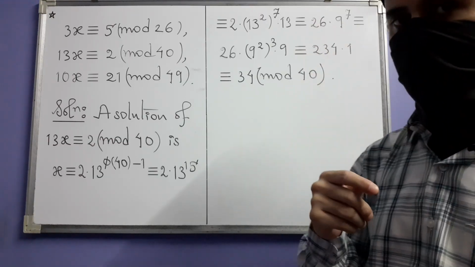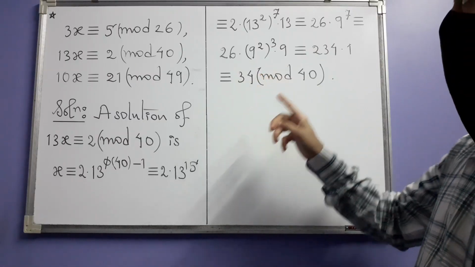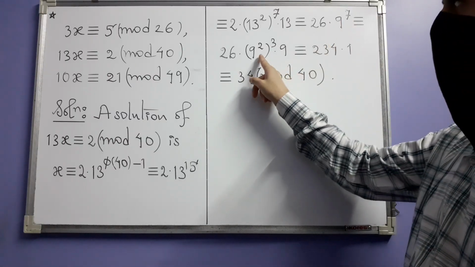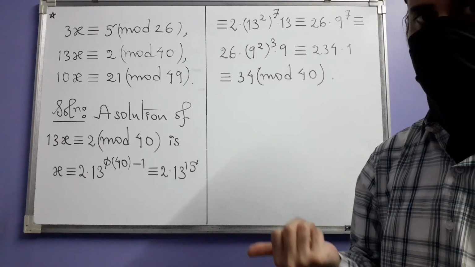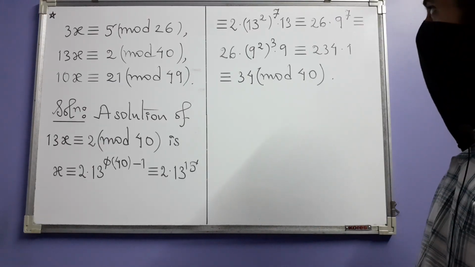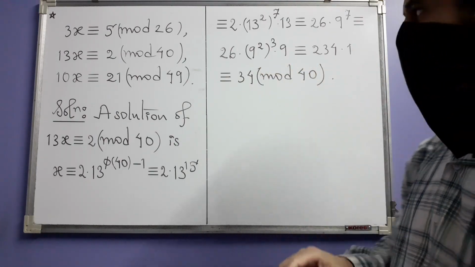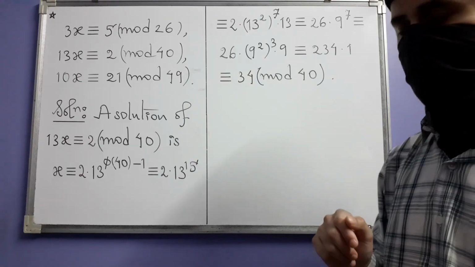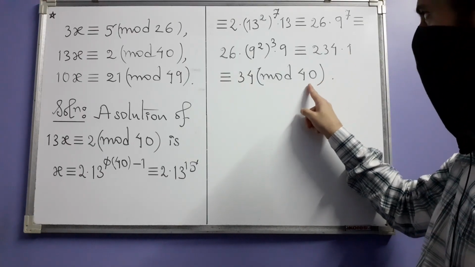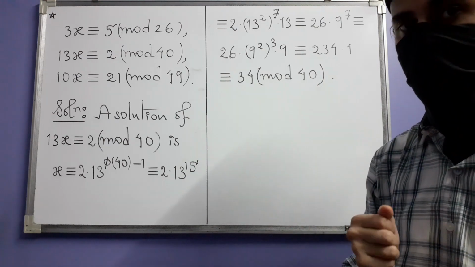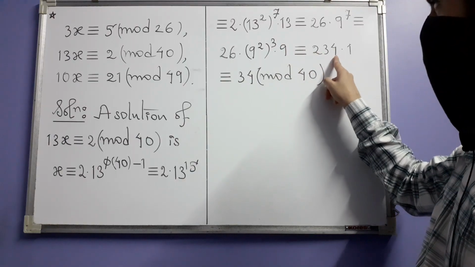And then we have to again split this power of 9. And we do it like this. In place of the 7th power of 9, we write the cube of 9 square times 9, because 3 times 2 is 6, 6 plus 1 is 7. And here finally you have a simplification which you want. 9 square is what? 81, and 81 is congruent to 1 modulo 40, because 80 is divisible by 40, 81 minus 1. And 9 times 26 is 234.